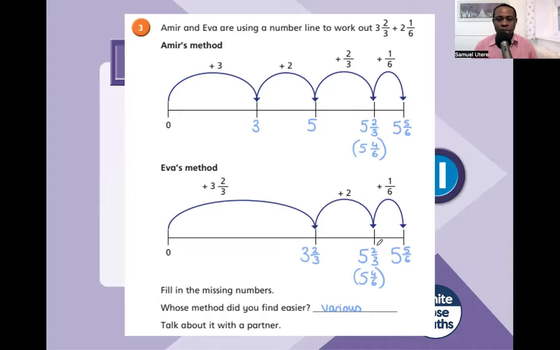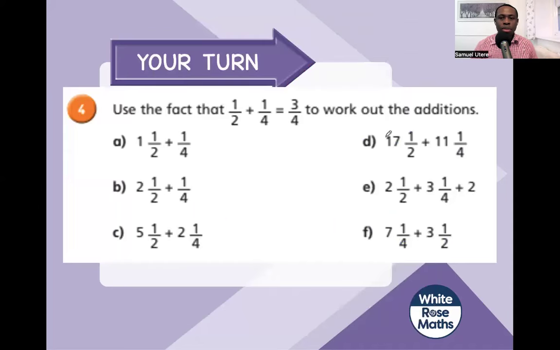So which method do you find easier? Well, if I were to choose, I would choose Amir's method. Okay. So first you add the whole numbers and then you add the fractions. Pause the video and answer question 4 in 5 minutes.